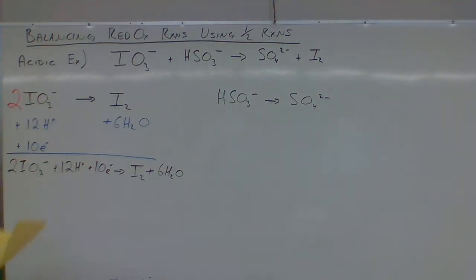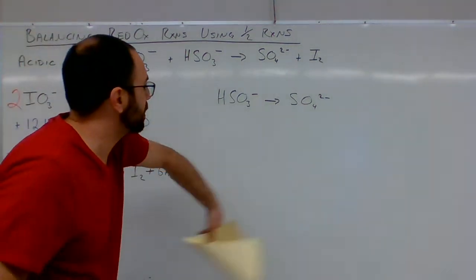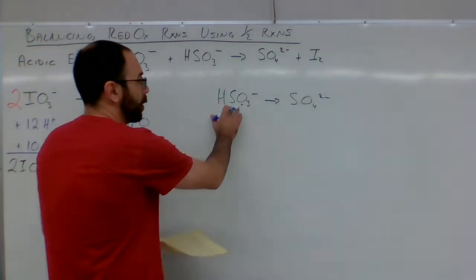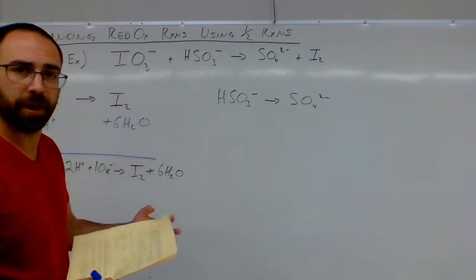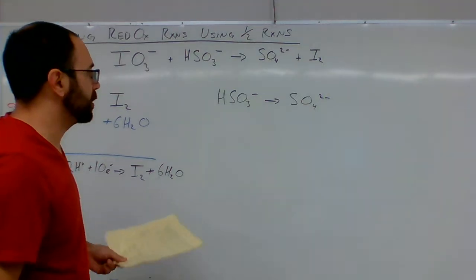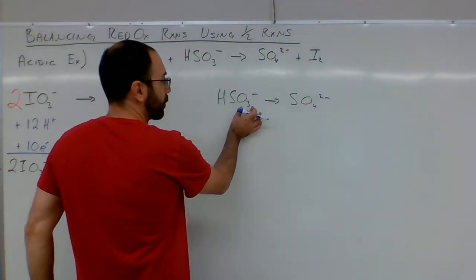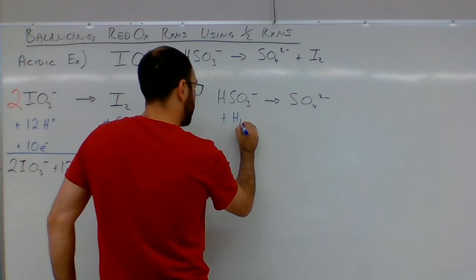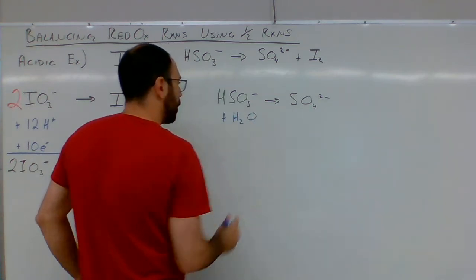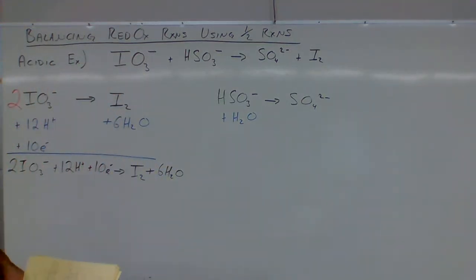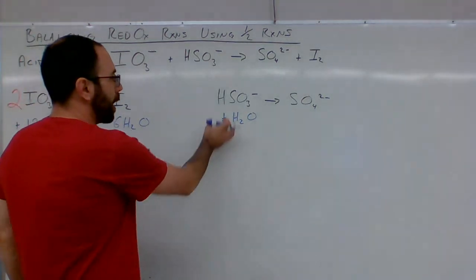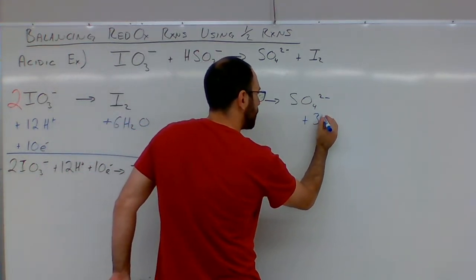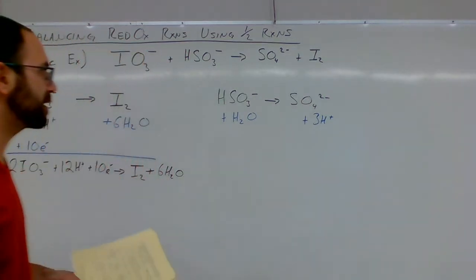Now that we've balanced out this half reaction, we can look at balancing this half reaction. We've got one sulfur, so we're good there. We can then take a look at balancing our oxygens. I've got 3 oxygens here and 4 oxygens here, so I'm going to add 1 H2O. I'm then going to move to my hydrogens. I have 1 plus 2, so 3 hydrogens. So let's add that 3 H plus to this side.